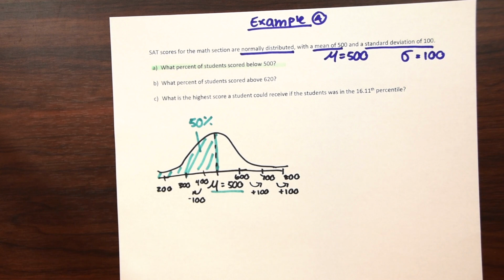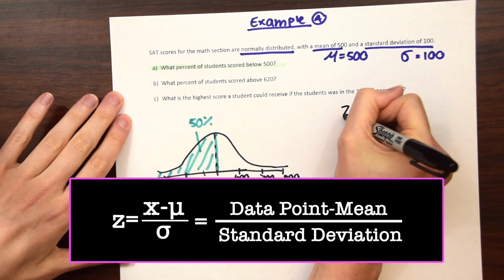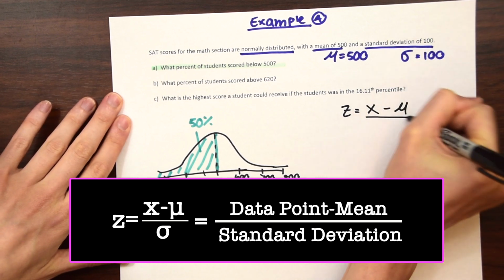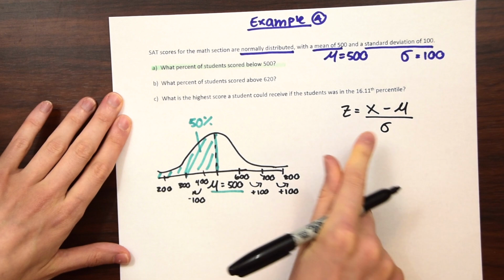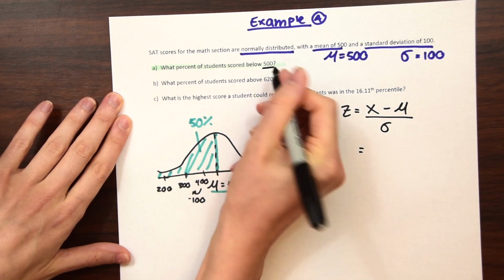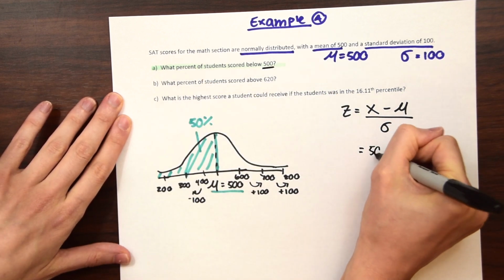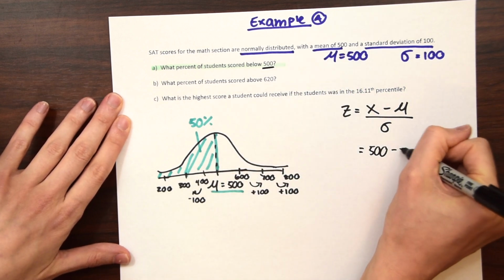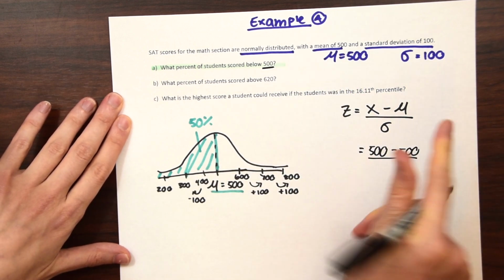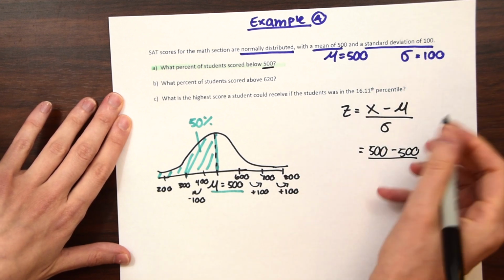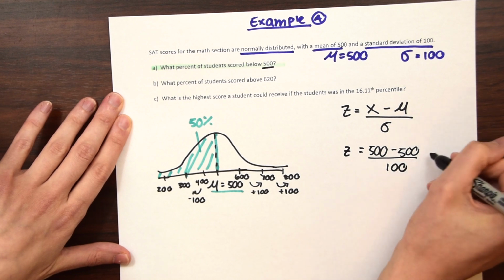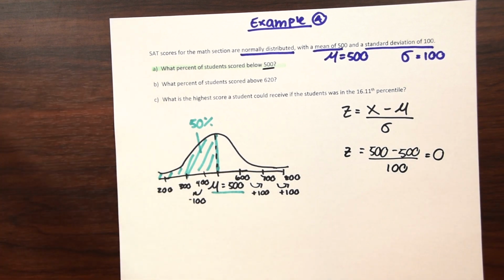So we're going to look at the z-score also. So remember our z-score formula is equal to x minus mu all over sigma. So our x, our data point, is 500, which happens to be the same as our mu, our mean, which is also 500, all over the standard deviation, the sigma, 100. So you can see right away our z-score is going to equal 0, right? So what do we do with this?